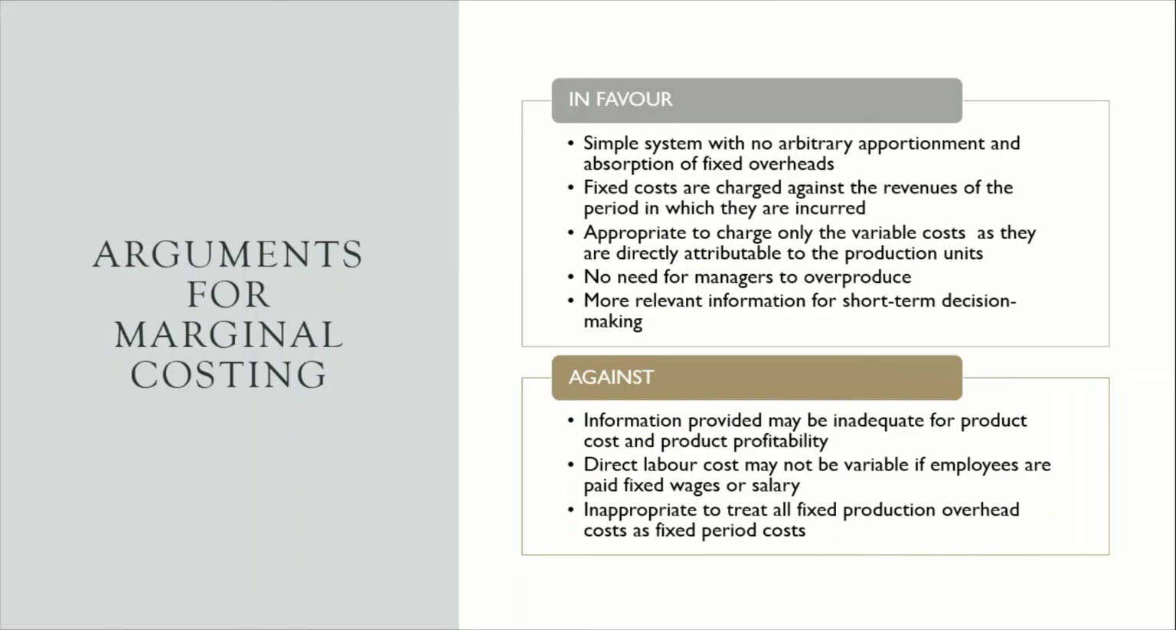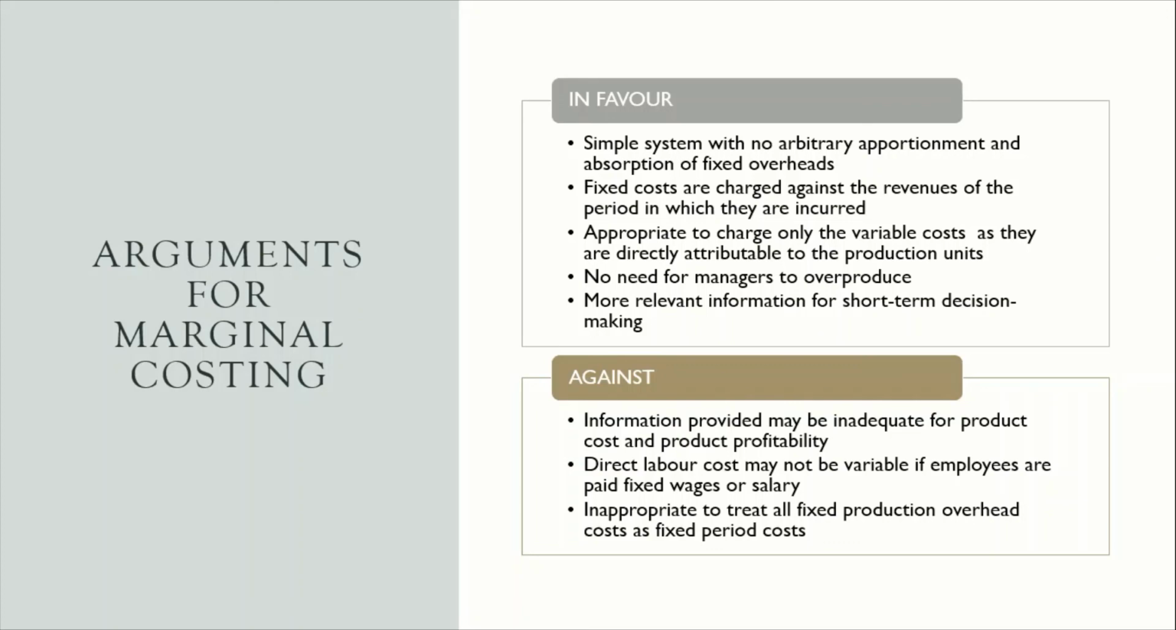The third is that it is appropriate to charge only the variable costs as they directly contribute to the production unit. Okay, so based on the supporting argument, they said that variable cost is the only cost that contributes to the production unit, thus it is suitable to only take variable cost. The fourth is no need for managers to overproduce. So there won't be any overproduction using this method. And lastly, more relevant information for short-term decision making. Okay, for any short-term decision making, it is suitable since marginal costing is used for internal users.